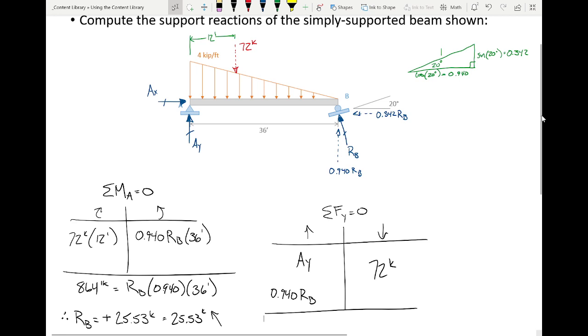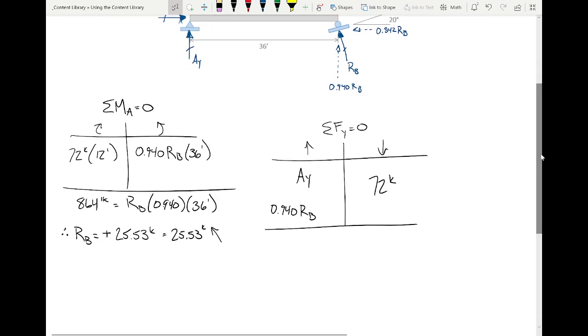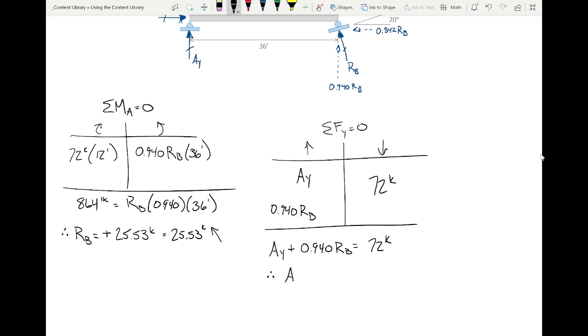I keep scrolling up and down, and I want to avoid that as much as I can. So somebody tell me what AY is. 38.16. I'm getting a little bit of a different answer. I got 48 even. Well, what's RB?